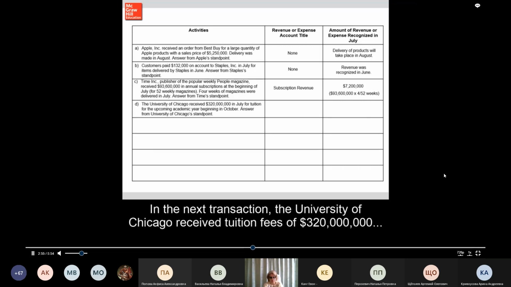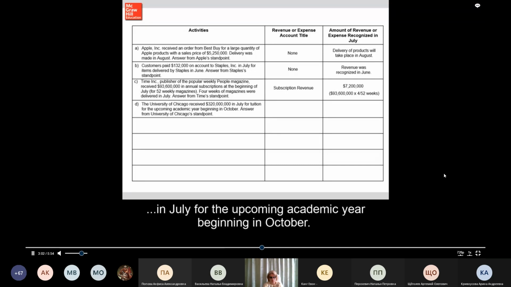In the next transaction, the University of Chicago received tuition fees of $320 million in July for the upcoming academic year beginning in October. The services will be provided by the university only from October. Therefore, no revenue will be recognized in July. Instead, revenue will be recognized as the semester progresses.